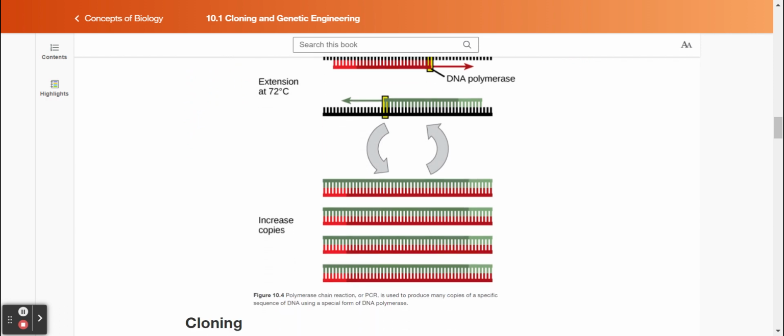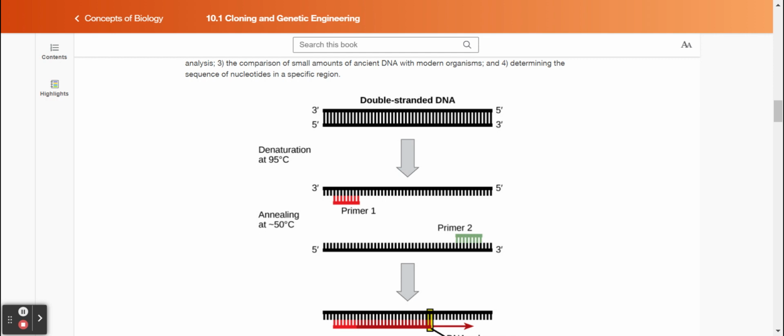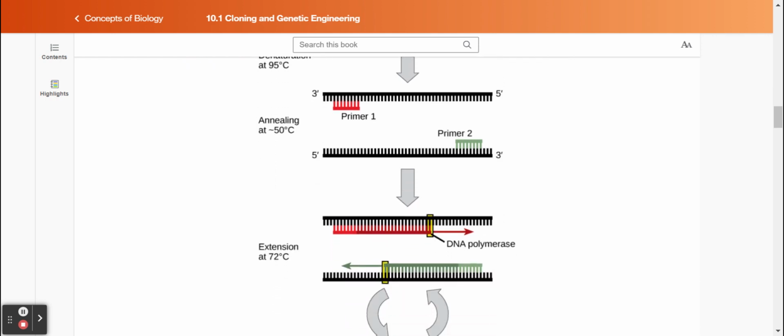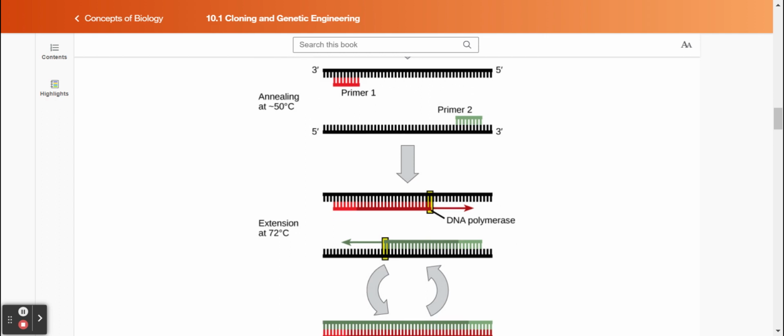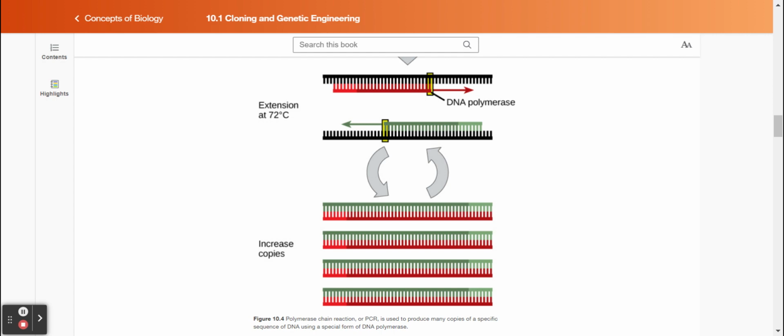Figure 10.4. Polymerase chain reaction, or PCR, is used to produce many copies of a specific sequence of DNA using a special form of DNA polymerase. Double-stranded DNA is denatured at 95 degrees Celsius. Primers are annealed at 50 degrees Celsius. DNA polymerase extends both DNA sequences. That occurs at about 72 degrees Celsius. And increased numbers of copies are made. And then the process continues. It cycles through.